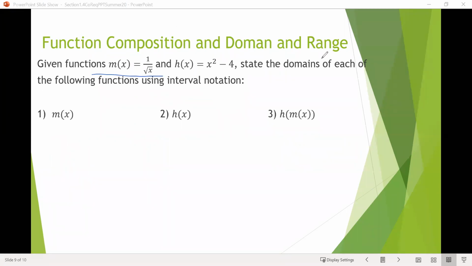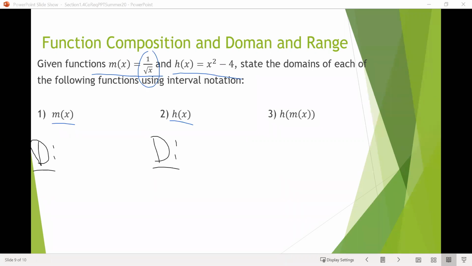m of x is 1 over the square root of x. h of x is x squared minus 4. What we're asked to do first is to state the domains for each of those. I'm not going to go into a whole lot of depth on that in this moment because we did that in section 1.2. But I do want us to note that for the function m of x, which is 1 over square root of x, there are a couple of different restrictions we have to keep in mind.